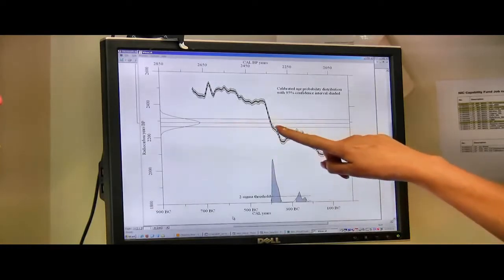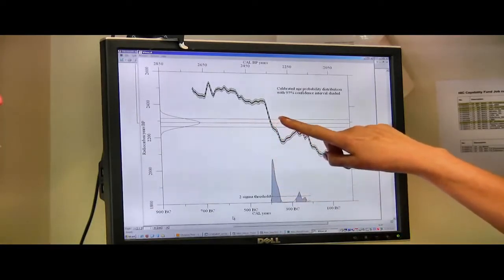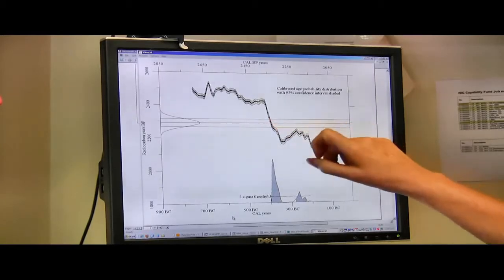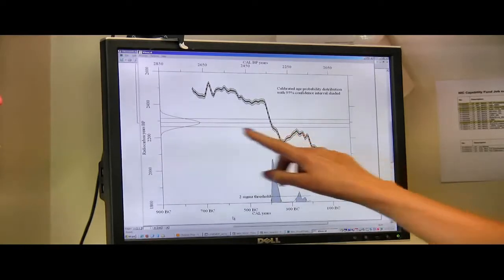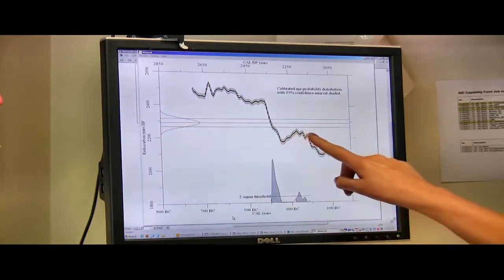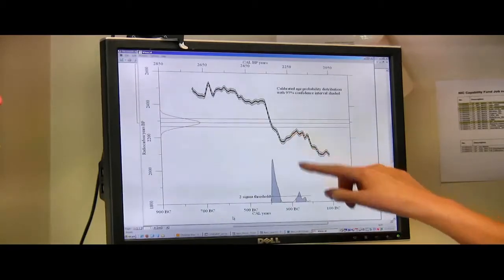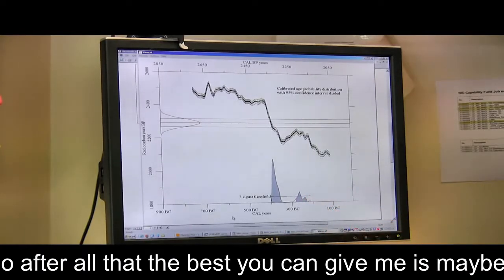The majority of the intercept falls within this area here, which is about 400 to 350 BC, but because the outer bounds of the radiocarbon age range intercept the part of the curve that comes up here, there is a small but significant possibility that the calendar age of the sample could be in the 280 to 230 years BC age range as well.